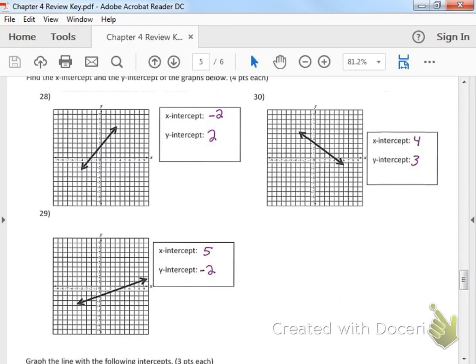The back is all about the x and y intercepts. Remember, the x-intercept is where it touches the x-axis. The y-intercept is where it touches the y-axis. So check your work on these. Does anyone have any questions?